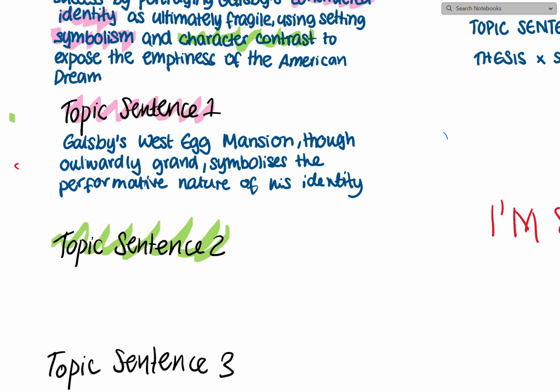And okay, we can talk about when do we see this in the book? We talk about the symbolism. We could talk about symbolism as well. Or, you know what? We're going to stick with characters. We're going to say Fitzgerald contrasts, we're talking about Gatsby, so we're going to go Gatsby with Tom Buchanan.